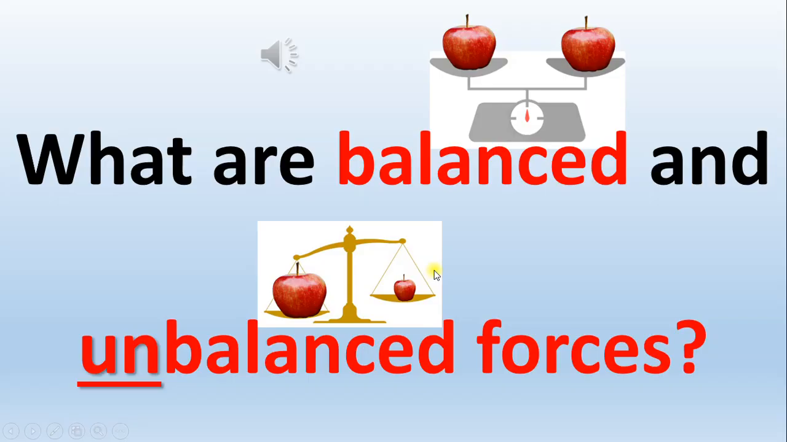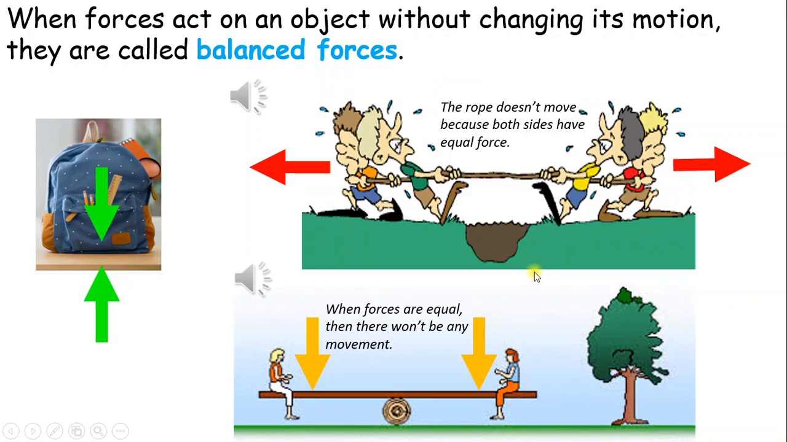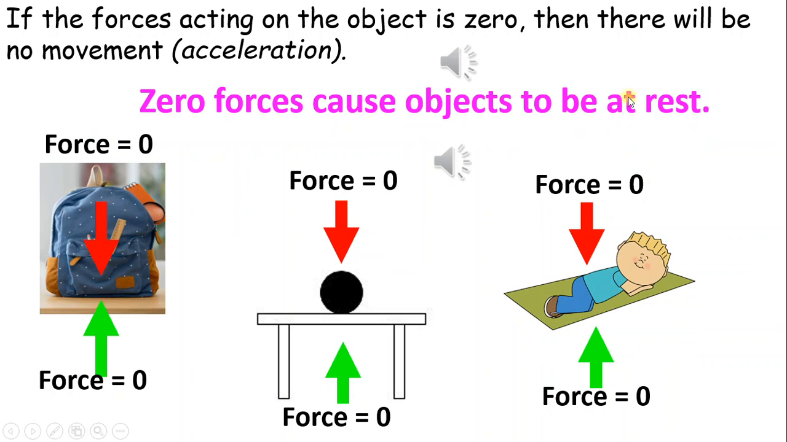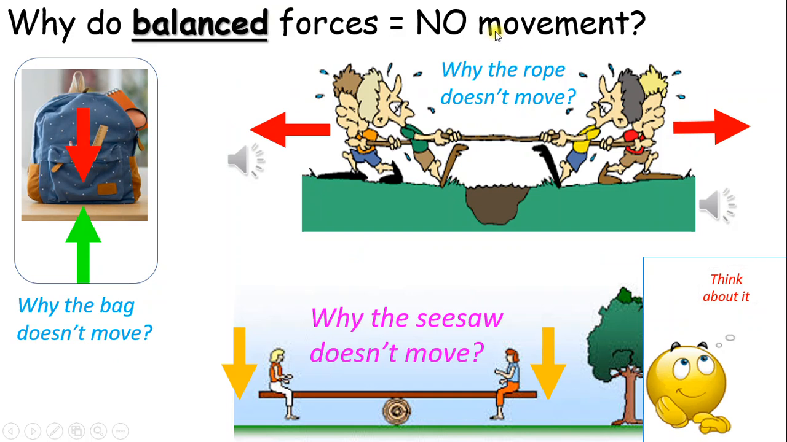What are balanced or unbalanced forces? When forces act on an object without changing its motion, they are called balanced forces. The pictures show that both sides have equal forces. Equal means balanced. If the object is at rest, the forces on it are balanced. When objects are at rest, the forces are balanced. If the forces acting on the object is zero, then there will be no movement. Zero forces cause objects to be at rest. Why do balanced forces cause no movement?